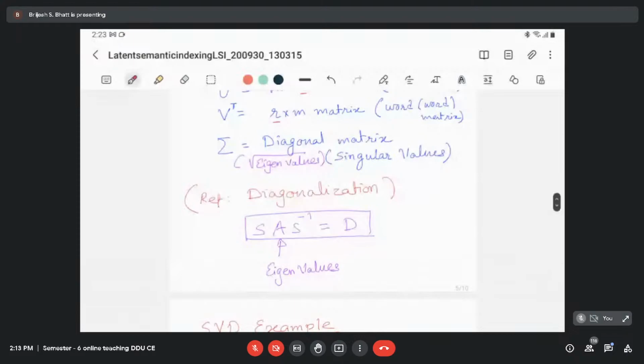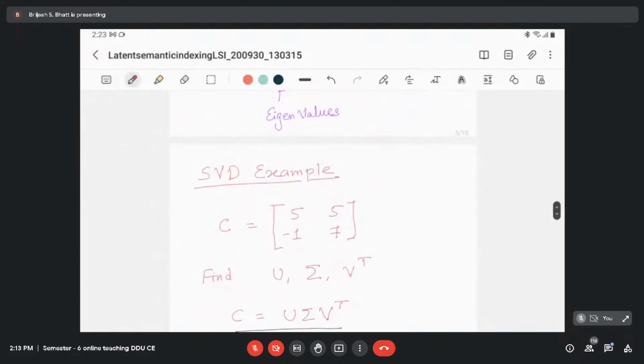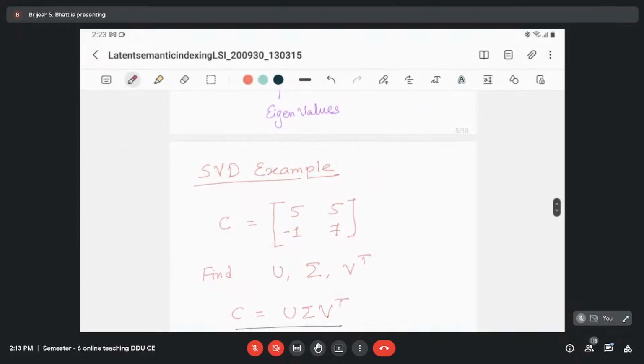Let us take an example for this. If you have not studied singular value decomposition, then I believe you might have heard about diagonalization of a matrix. A matrix D can be diagonalized as S lambda S inverse. But there D is an n cross n matrix. The same idea is used in singular value decomposition for an m cross n matrix. Let us see one example. Let us say C is the matrix 5, 5, minus 1, 7, and we want to find its singular value decomposition in the form of U sigma V transpose.